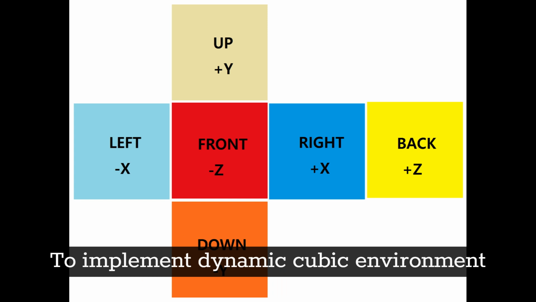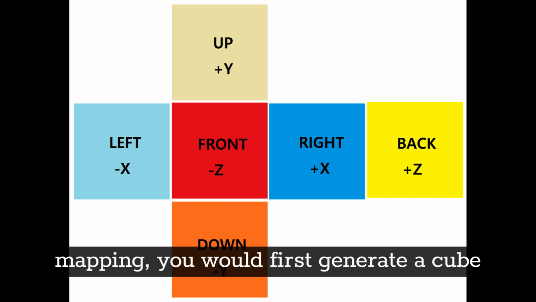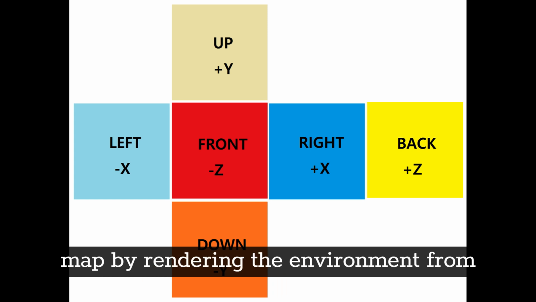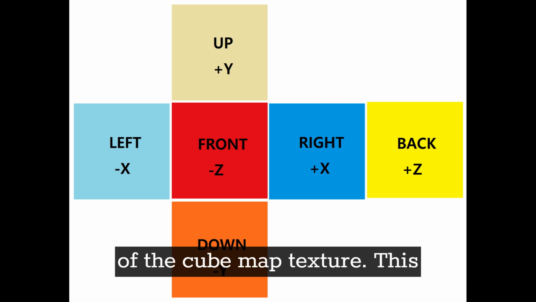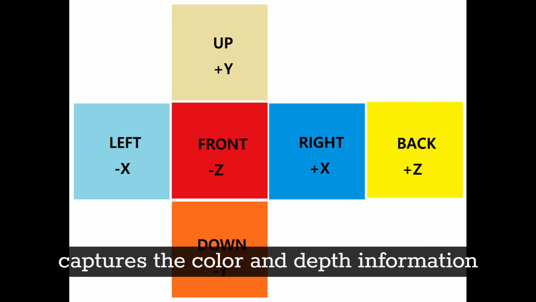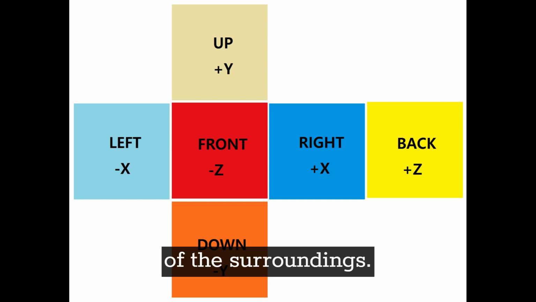To implement dynamic cubic environment mapping, you would first generate a cube map by rendering the environment from multiple camera viewpoints onto the faces of the cube map texture. This captures the color and depth information of the surroundings.